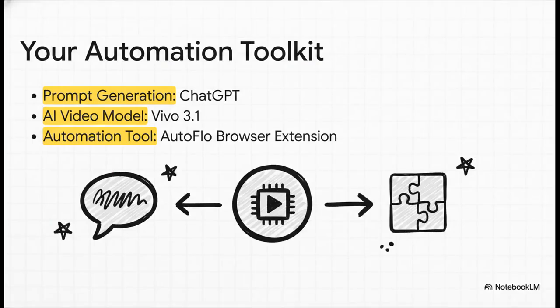So what do you need in your toolkit for this? It's actually pretty simple. Just 3 main ingredients. First up, you've got ChatGPT, which is going to be our idea factory for generating prompts. Next, you need a solid AI video model. We're using Vivo 3.1 here. It's fantastic. And finally, the secret sauce, the glue that holds us all together, is a browser extension called AutoFlow.